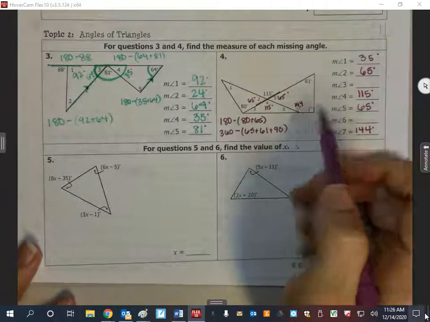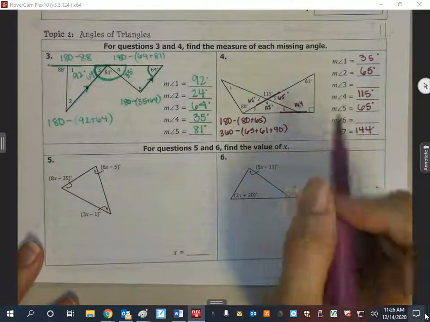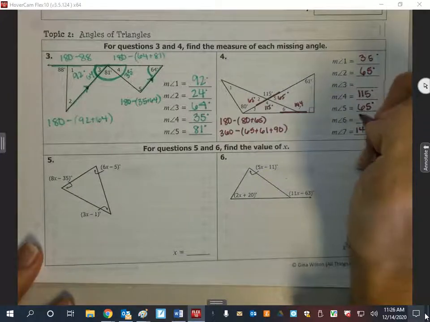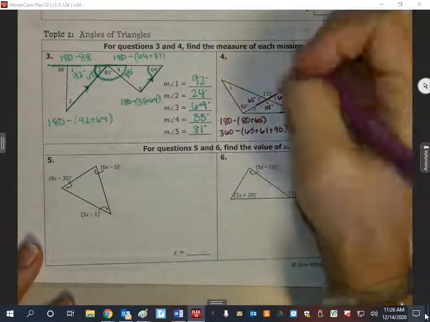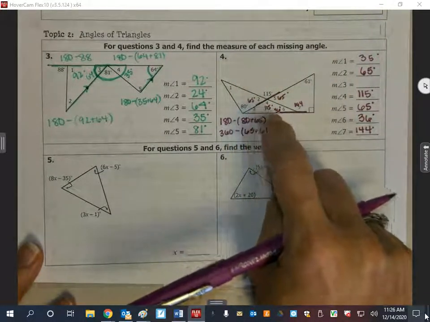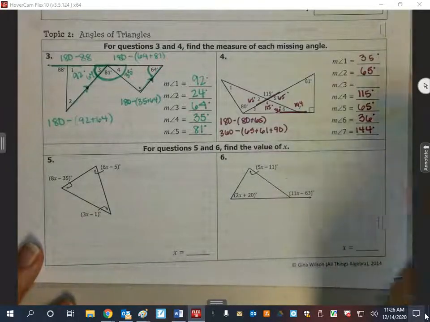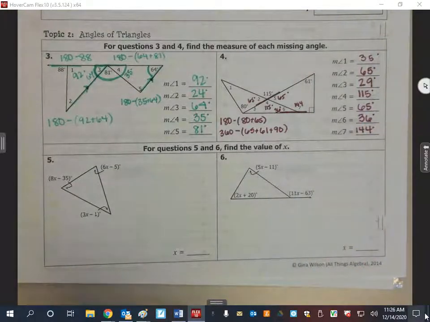Now that we know angle 7, we can figure out angle 6 because those make a straight line. So to find angle 6, we do 180 minus 144, and that gives us 36 degrees for angle 6. And now that angle 6 is 36 degrees, we can find out what angle 3 is because we have the other 2 angles in that triangle. So 115 plus 36 is 151, and 180 minus 151 is 29 degrees. And that is number 4.